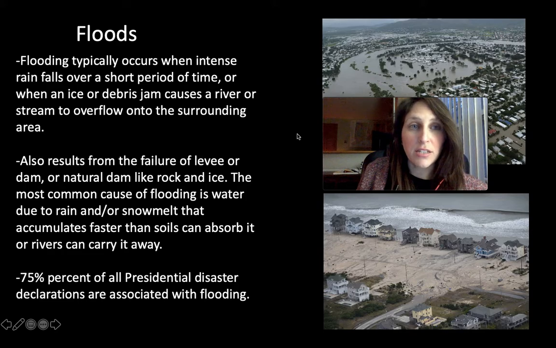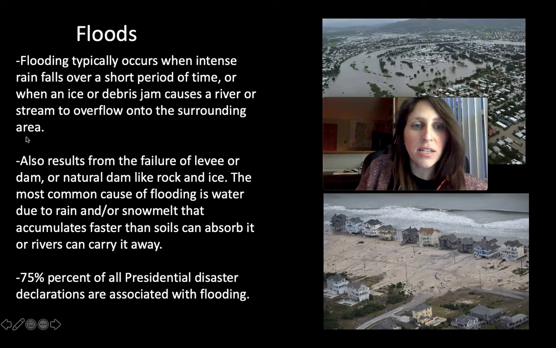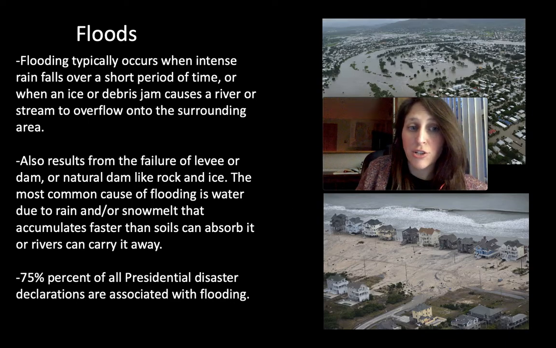Okay, and the last one is floods, and I don't want to get too into this because I am going to go over this more when we talk about climate change in the next couple weeks. But floods happen without tectonic activity, obviously. So these happen for many different reasons. 75% of all presidential disasters are associated with flooding, which I thought was interesting. And these can be caused from levee failures. These can be man-made or natural, like natural dams of rock and ice. When these collapse that have been holding back water, this can cause flooding.